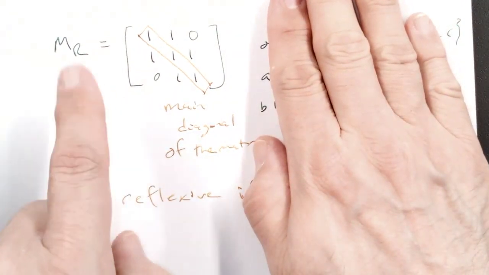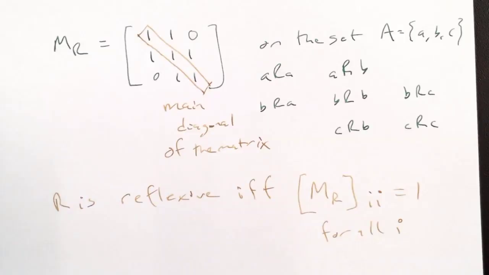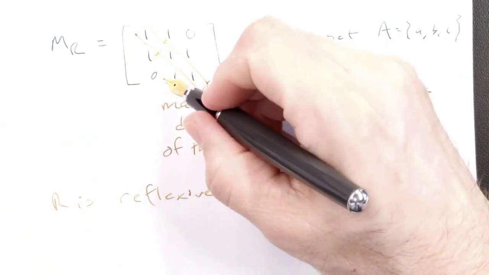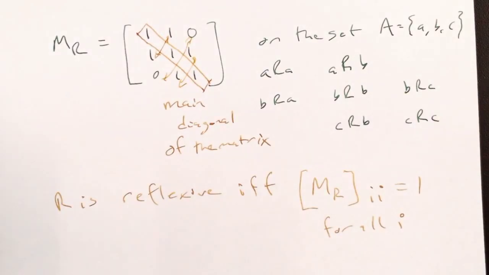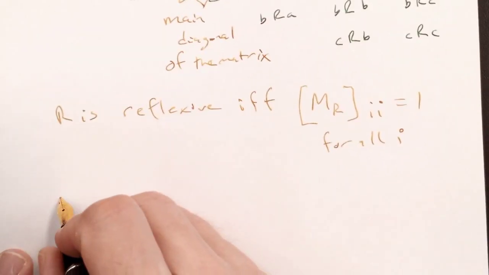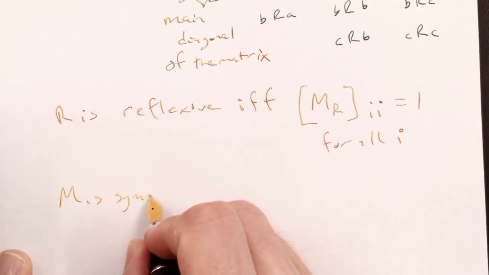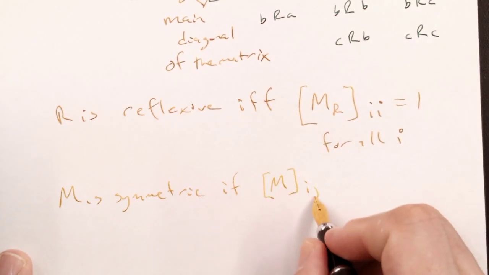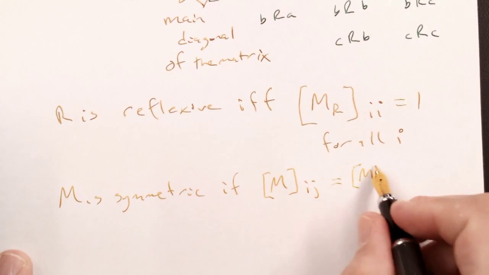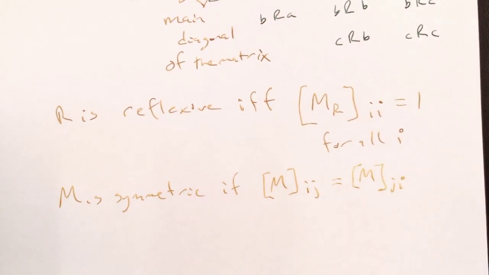How can I see it here? If you flip it over the main diagonal, you get the same thing. A matrix is symmetric if when I change the row number and the column number, I get the same thing. M is symmetric if Mij is the same as Mji, reversing the row number and the column number.